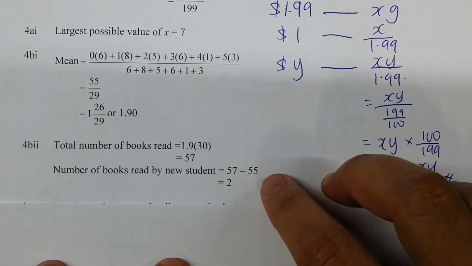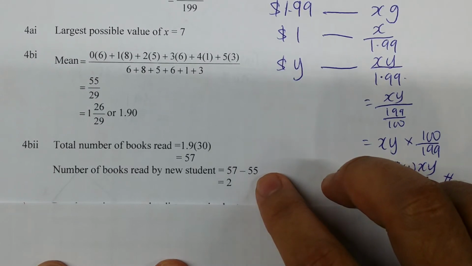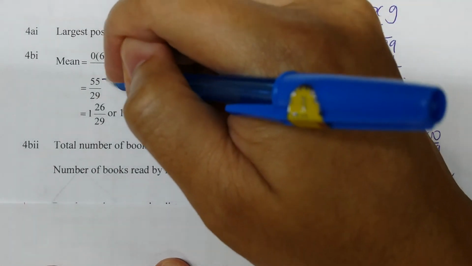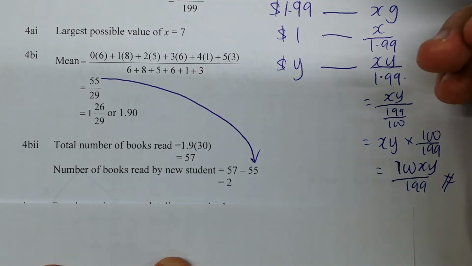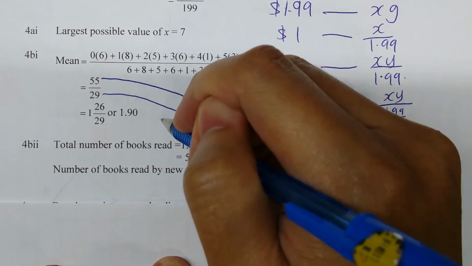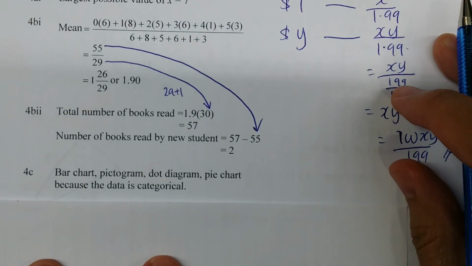57, why must I minus 55? Because 55 is the number of books that the rest of the students read. The previous students read 55 books. Then why 30? Because 29 plus 1 new student. Okay? 4C.